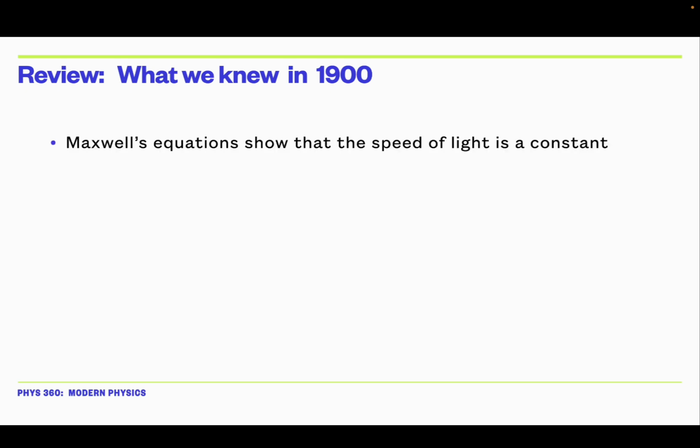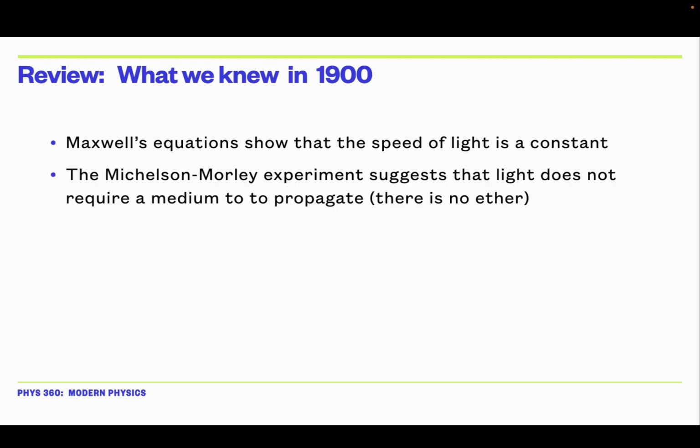In the late 1800s, Maxwell used the electromagnetic equations to show that light is an electromagnetic wave, and he also showed that the speed of that wave is a constant. The Michelson-Morley experiment suggested that light does not travel through a medium, which was called the ether at the time. And so the question is, if the speed of light is a constant, what is that speed relative to? It doesn't appear to be the ether.